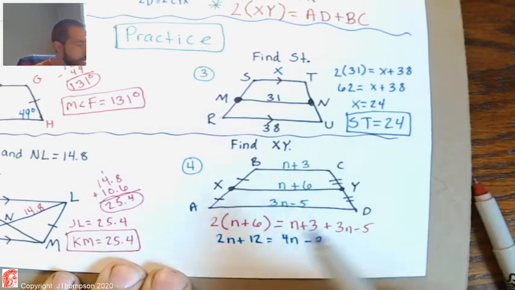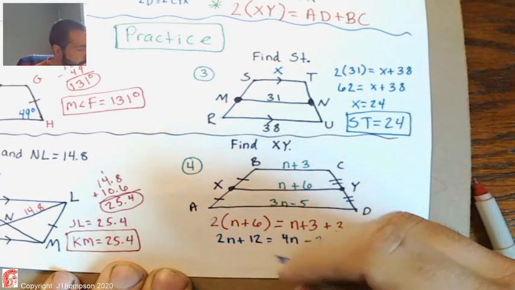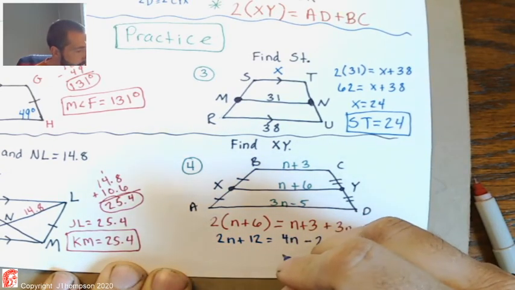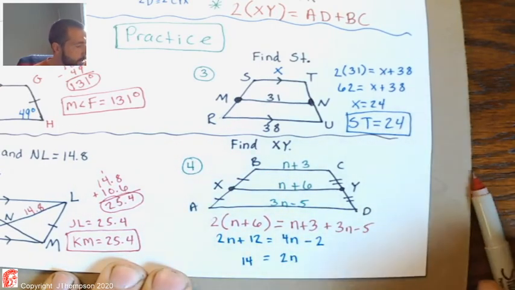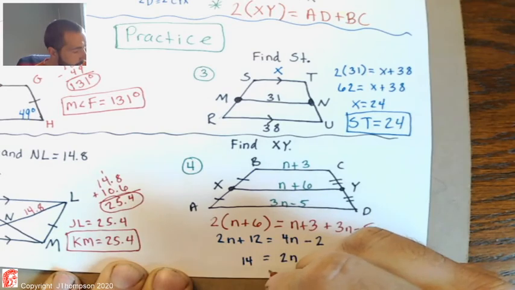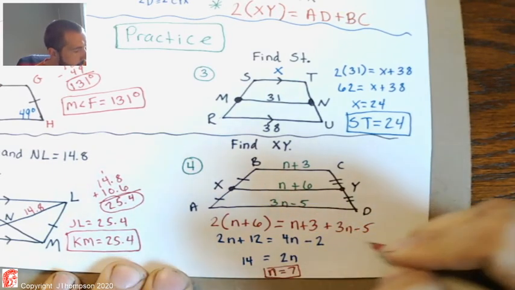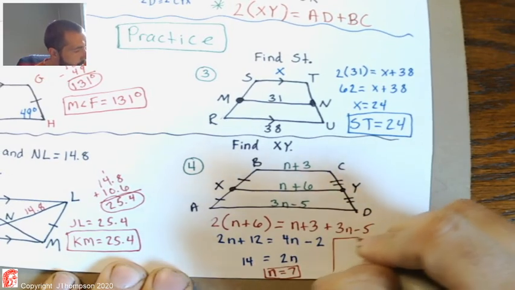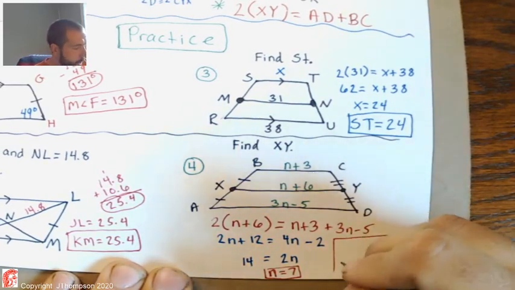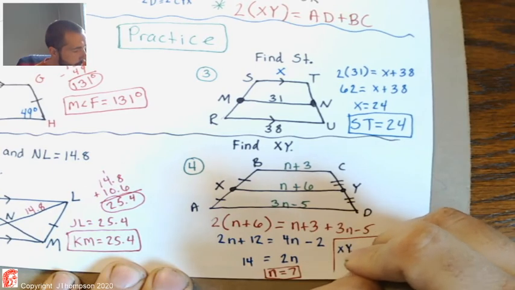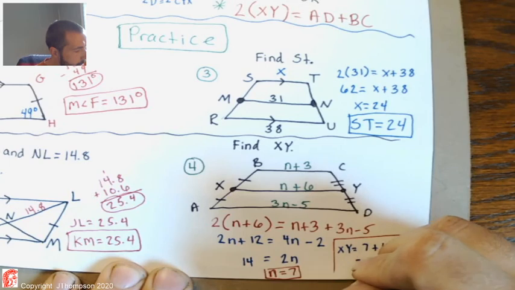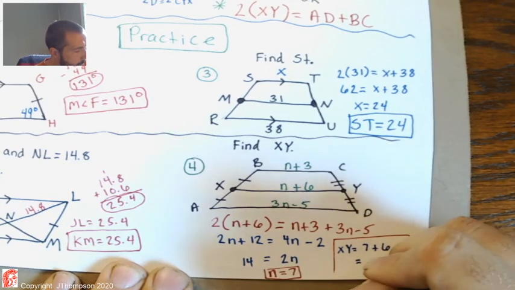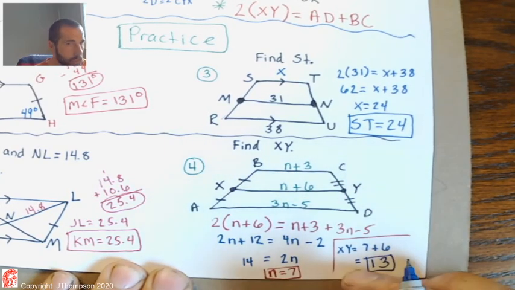To solve this equation, subtract 2n from both sides, and then add 2 to both sides, and you'll end up getting 2n equals 14, and then divide both sides by 2, and you get n is 7. Now they want the length of XY, so our last step to find XY, we're just going to plug it in. That's going to be 7 plus 6, and 7 plus 6 is 13. So the length of XY is 13.